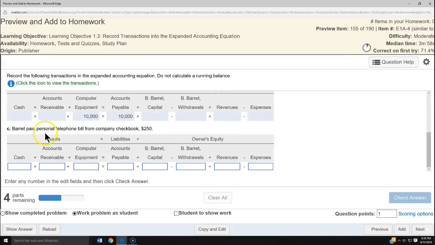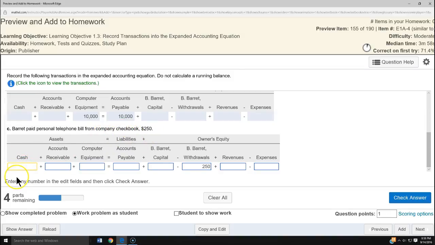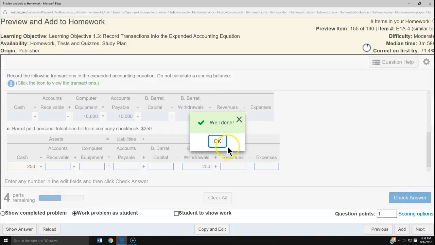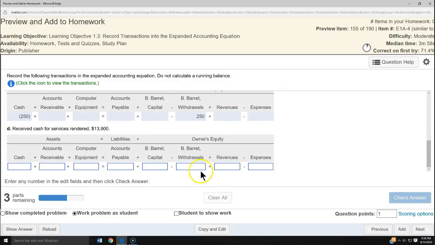Next, paid a personal telephone bill. Personal money that comes out of the business is charged to the withdrawals account. So you're going to charge $250 to the withdrawals account, which of course reduces the owner's equity account. And he's using cash, checkbook, $250. So I think we have to put a minus sign in there. Okay, let's give that a shot. I think you have to put minus signs in, guys.